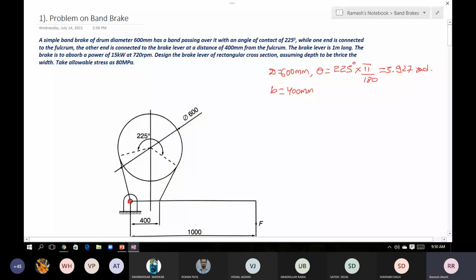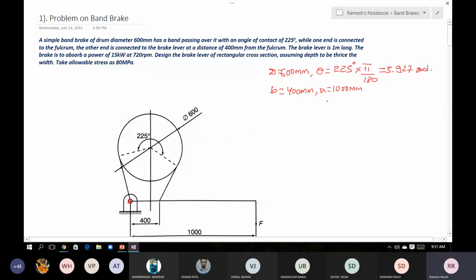The brake lever is 1 meter long. Means they have given the distance of the brake lever. The total length of the brake lever is 1000 mm. He has given 1 meter, convert that into mm, means you need to multiply that with 10 raised to 3. Therefore, a is equal to 1000 mm.